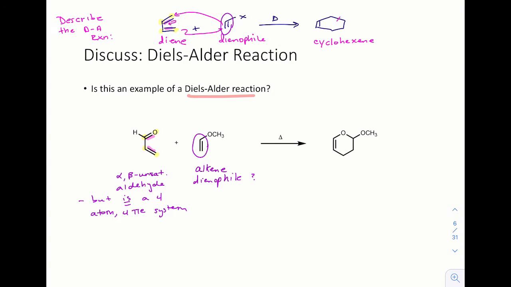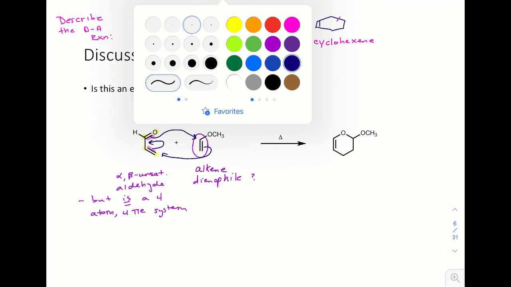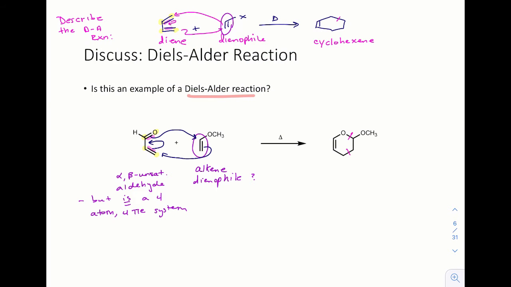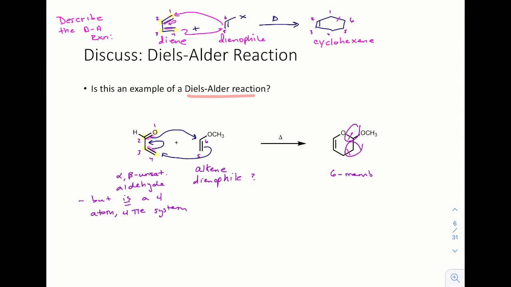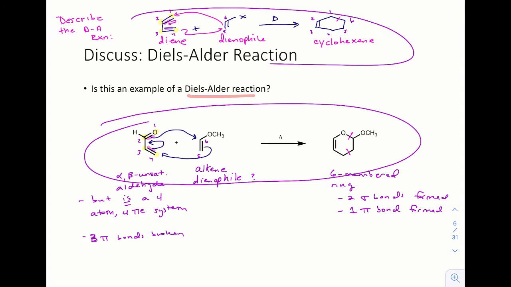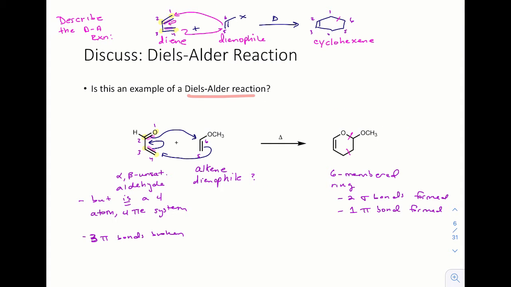And we could draw curved arrows for this process. We'll form this bond. Pi electrons scoot over, use these pi electrons to form that bond. In fact, those are the two bonds that are formed. We can number the atoms the same way that we did for the Diels-Alder on the previous slides. So the curved arrows look pretty similar. The same idea that there's two sigma bonds that are formed. These two sigma bonds are formed, one pi bond formed, and then in the starting material, 3 pi bonds are broken. So this reaction certainly looks similar to the prototypical Diels-Alder that we have been discussing.